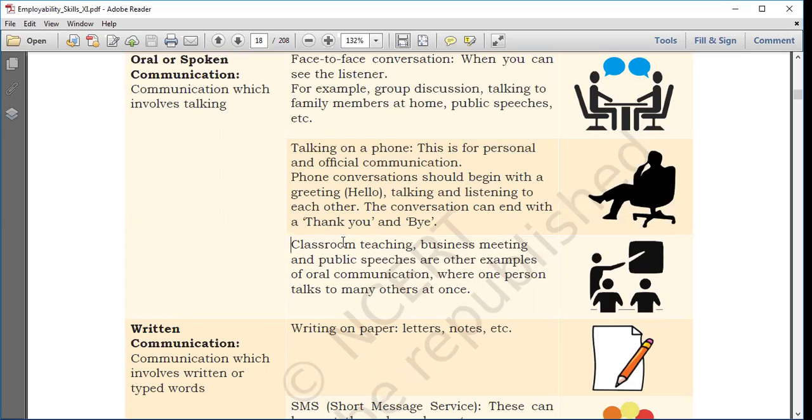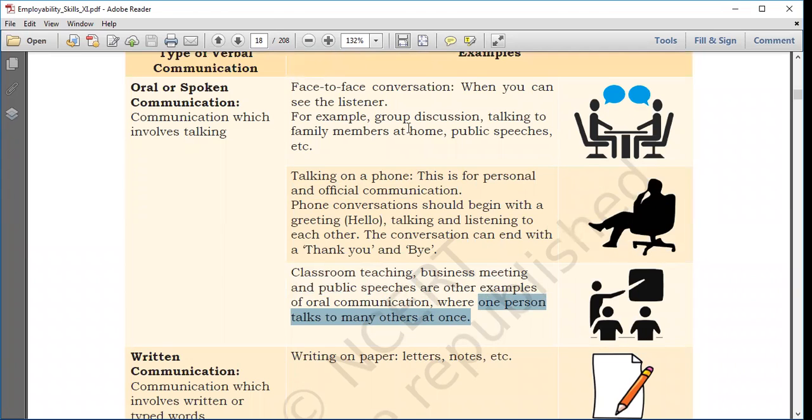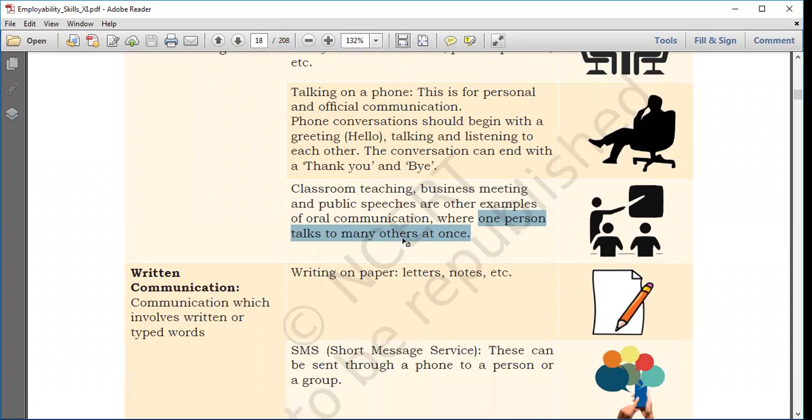Then another category is classroom teaching, right? Business meetings and public speeches are examples of oral communication. और इनमें क्या difference है, that one person is talking to many users at one time. यहाँ पे one to one communication है, face to face one to one है, यहाँ पे one to many communication, right?